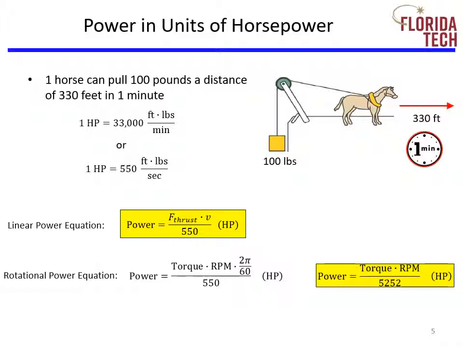The power of a reciprocating engine is often given in horsepower. So what exactly is 1 horsepower? Well, it was agreed that 1 horse can pull 100 pounds a distance of 330 feet in 1 minute. In foot-pounds per second, 1 horsepower is 550. After some manipulation of units, we get the equations in the yellow boxes. The first one covers linear power, and the second one covers rotational power. And both are in units of horsepower.